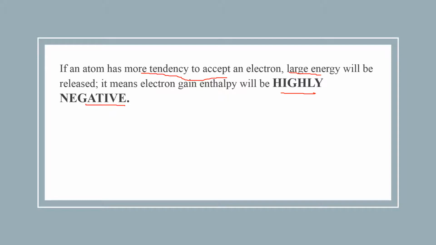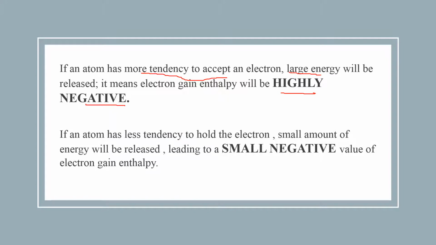As I already told you, the value of electron gain enthalpy is negative, but if an atom is accepting electrons in a large amount, then large energy will be released. It means a highly negative value of electron gain enthalpy for that atom. Similarly, if an atom has less tendency to accept or to hold the electron, the amount of energy released will also be small, and that leads to a small negative value of electron gain enthalpy.